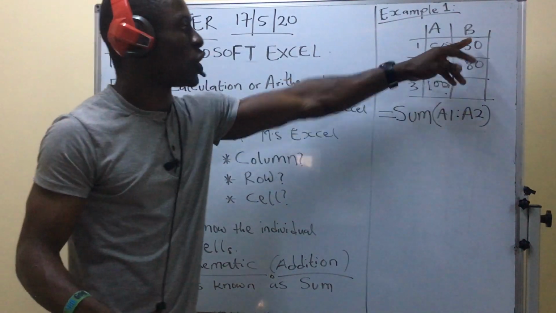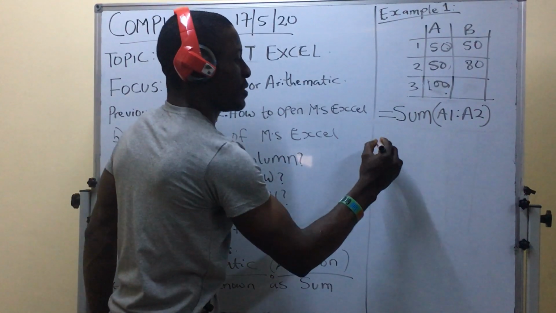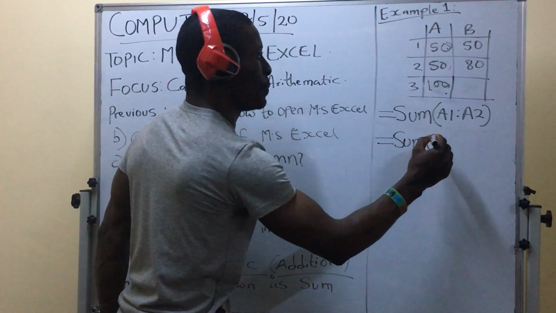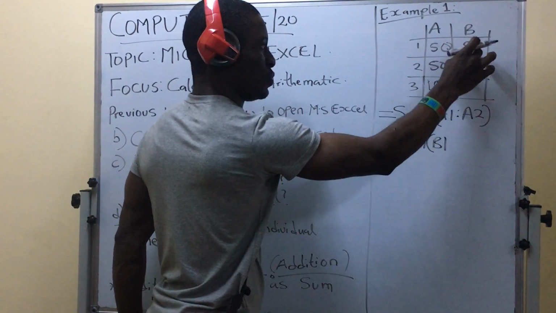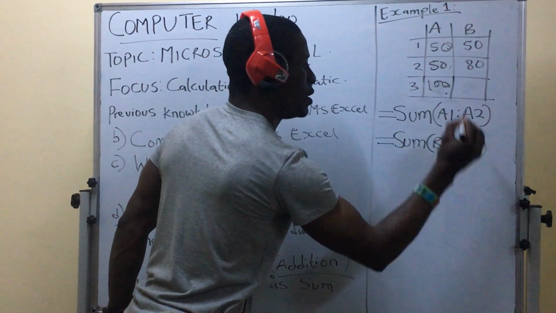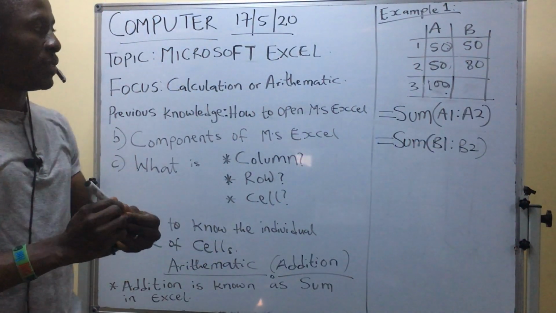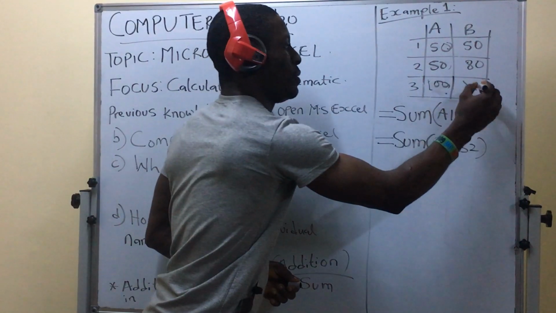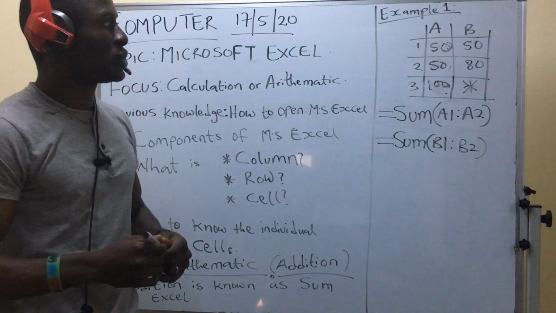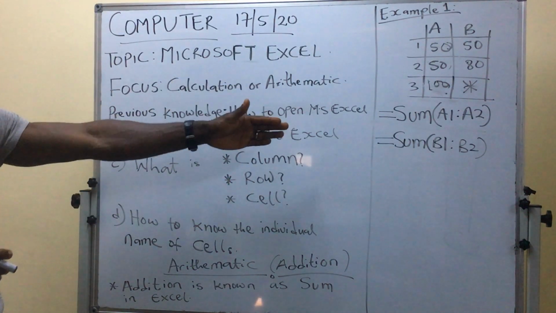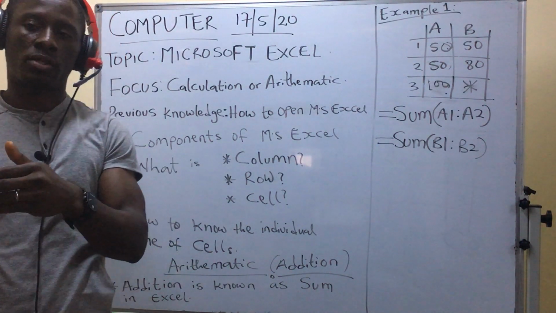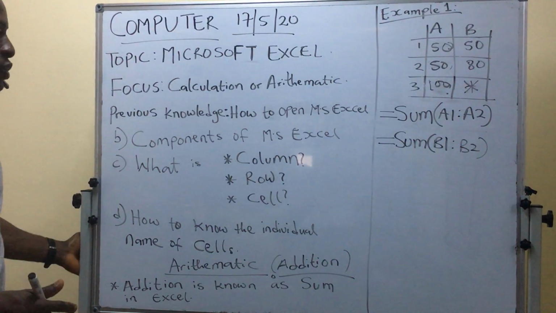Is that clear? So let me sum this. 50 plus 18, the formula will be equal sign, SUM, parenthesis open, B1, which is this cell, colon, B2, enter key. The answer will display on B3. Is that clear? So now, I'm going to display this using my projector, and please stay tuned while you see that display. Thank you so much.